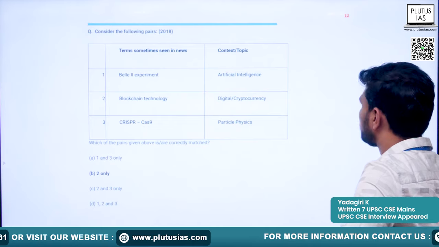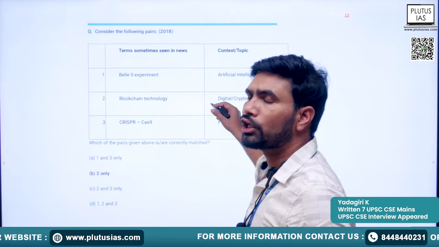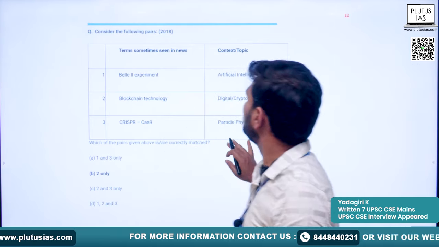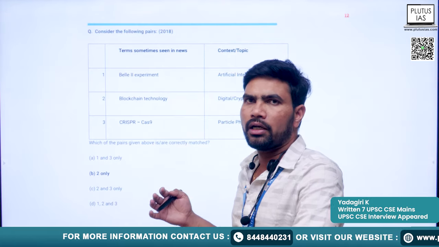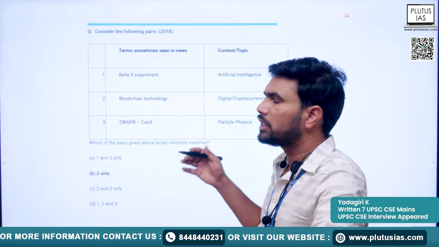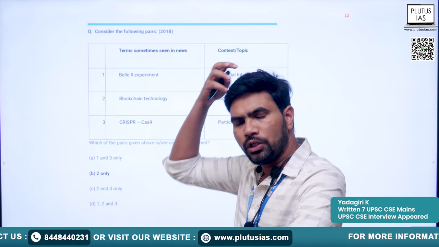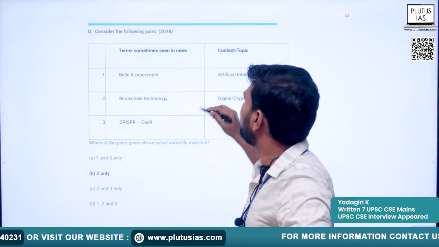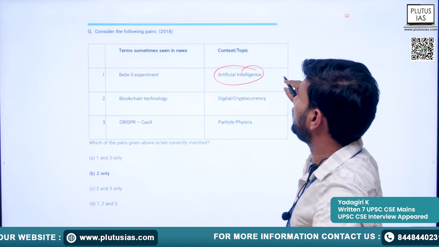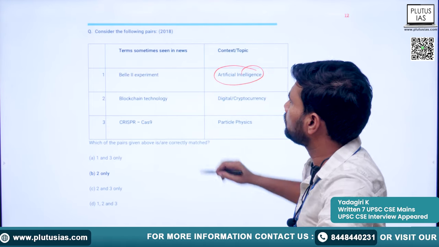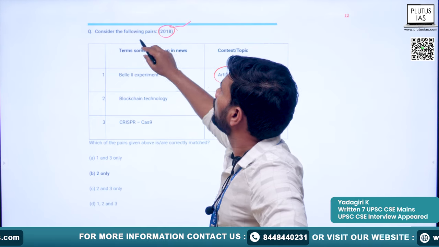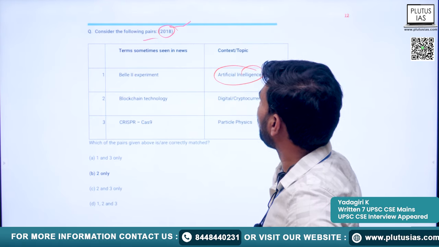Right. The next question. So it is not completely from artificial intelligence. As I already told, as it is an evolving topic, and it has been in the news only for 3 to 4 years, the questions are fewer. Nevertheless, artificial intelligence is an option. So now we will see the question. It is asked in 2018. The question is, consider the following pairs.